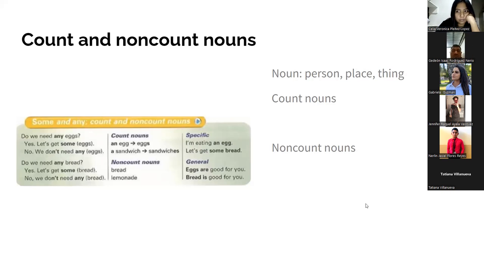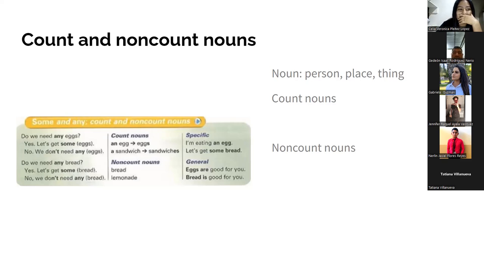Vamos a ver, Celia, Verónica, ¿any para qué lo vamos a ocupar? Sorry, teacher. Any es para preguntas y para negativas, ¿verdad? Ok, para preguntas y para negativas. Again, Celia, ¿para qué oraciones vamos a ocupar any? Para preguntas y para cosas negativas. Exactly, very good, perfect. Para preguntas y para oraciones negativas.